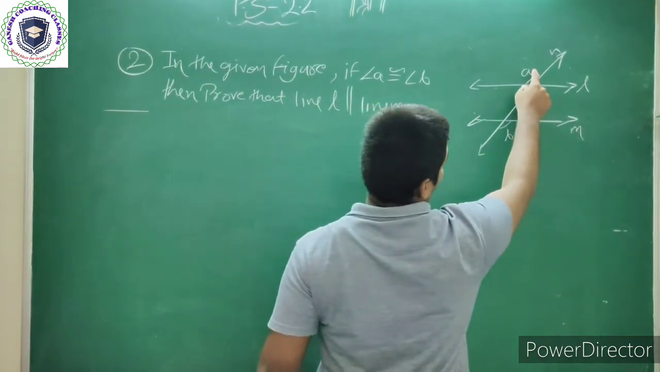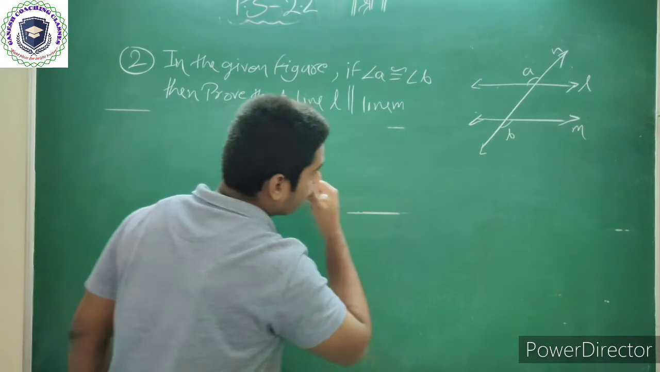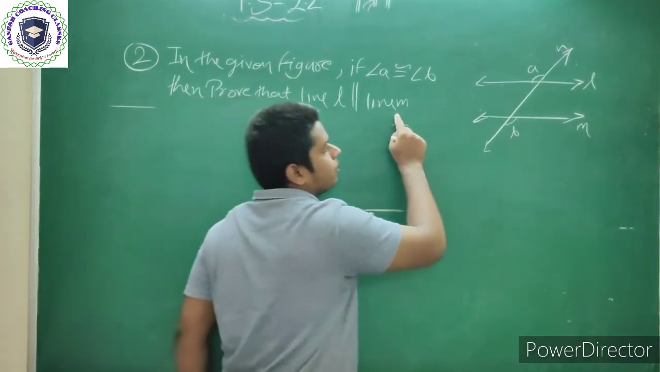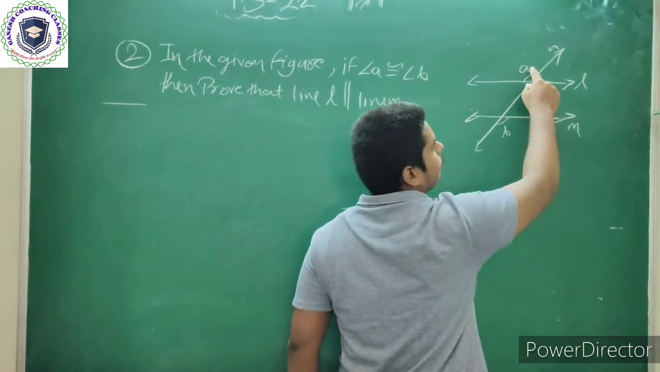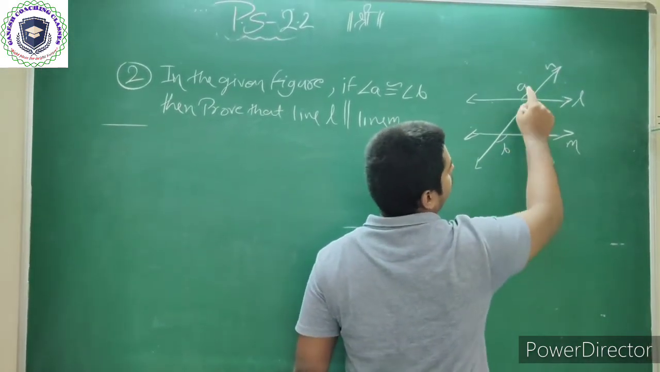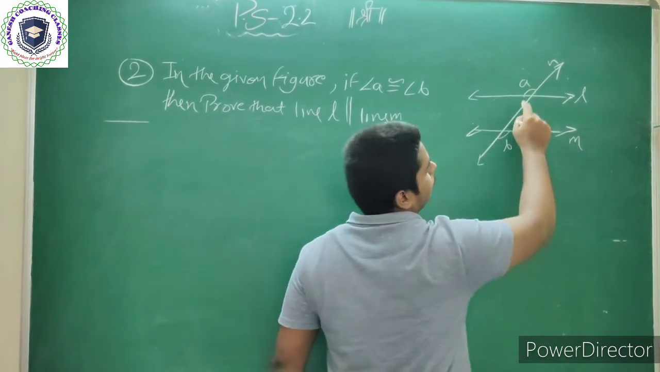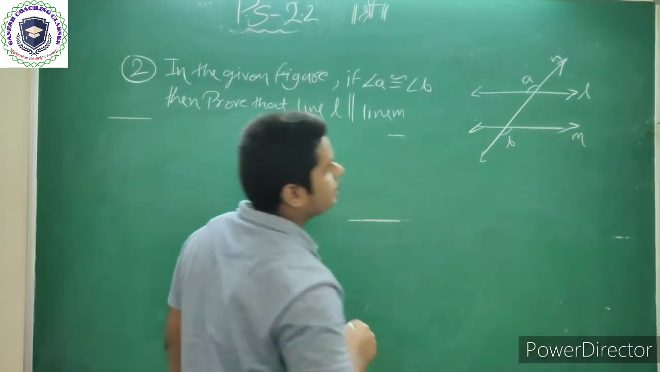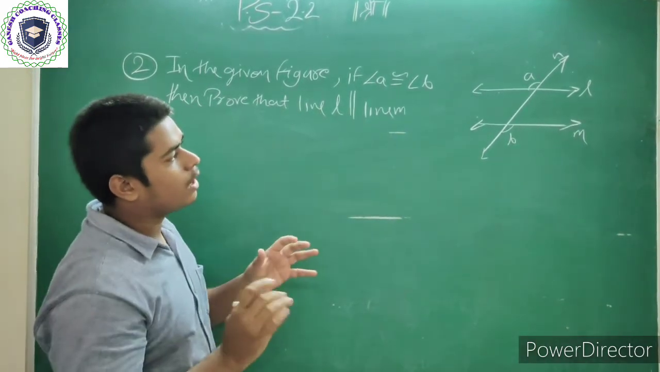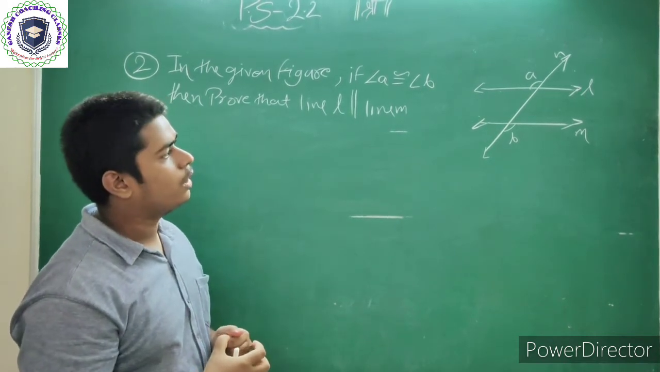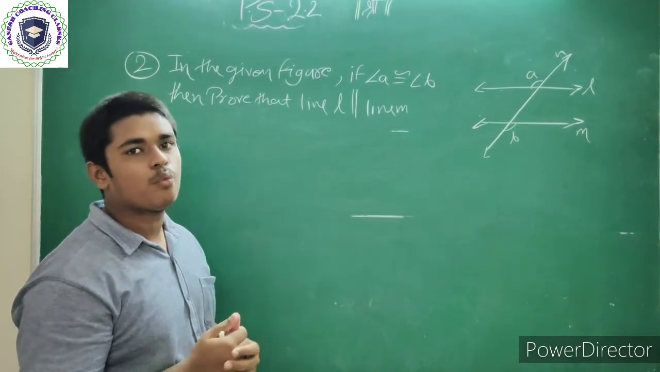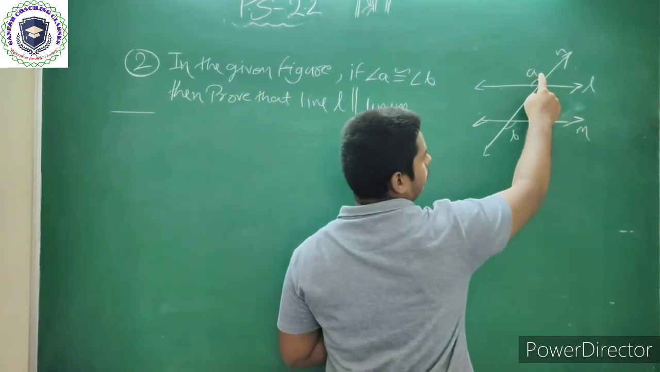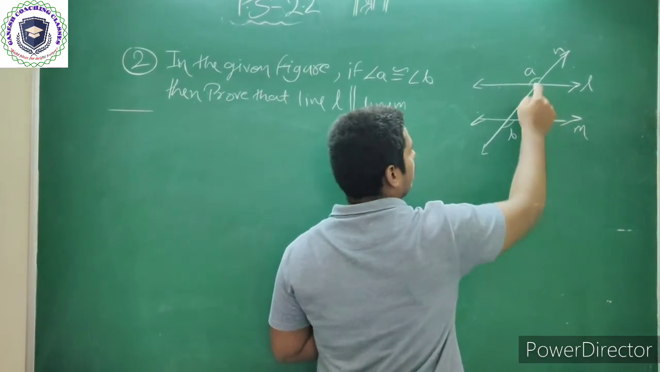So here angle A and angle B are equal, and by that we have to prove line L is parallel to line M. Okay, here we have given one relation between A and B, that these two angles are congruent, and by this we have to prove the line L and line M are parallel to each other. Okay, if we start solving this question, we have at least one relation, but when we are looking into the figure, there is no relation in this time between A and B.